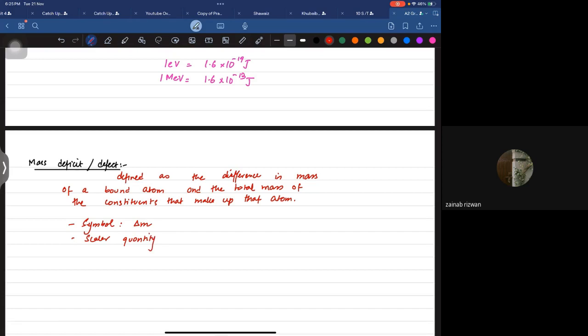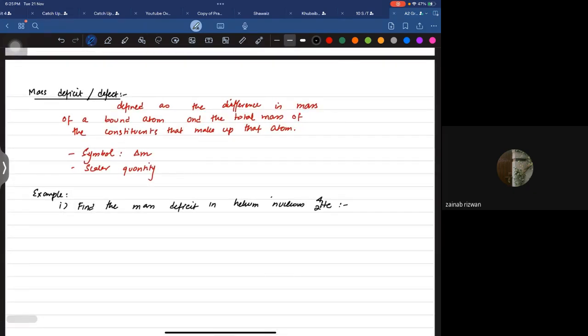Now, for example, in the first example, it says find the mass deficit in helium nucleus, which is 4-2, right? That's very simple.